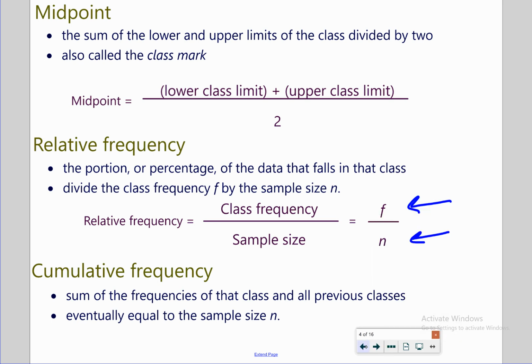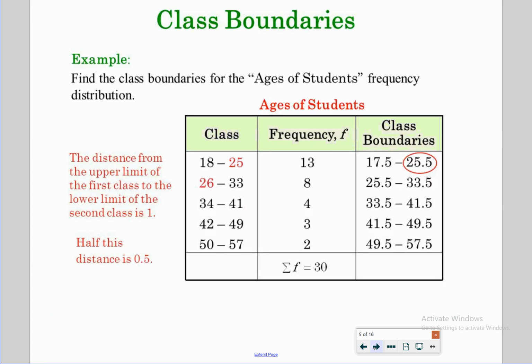All right. The other definition we need to know is class boundaries. Class boundaries are our class width, our upper and lower limits, extended by half a unit in either direction. So if you're looking at this example here, if I have a class of 18 to 25, my class boundaries are 17 and a half a unit down, to 25 and a half a unit up.